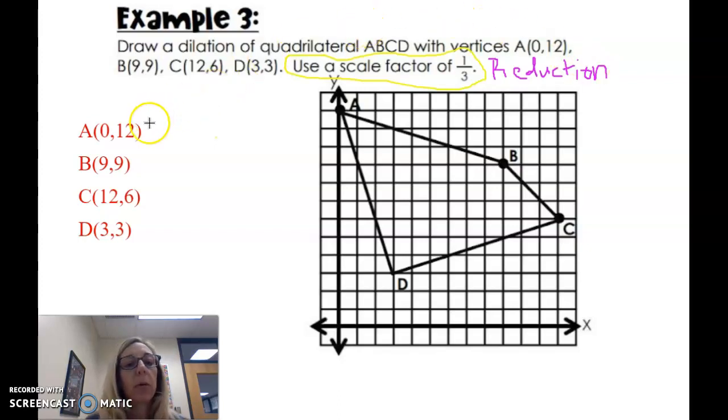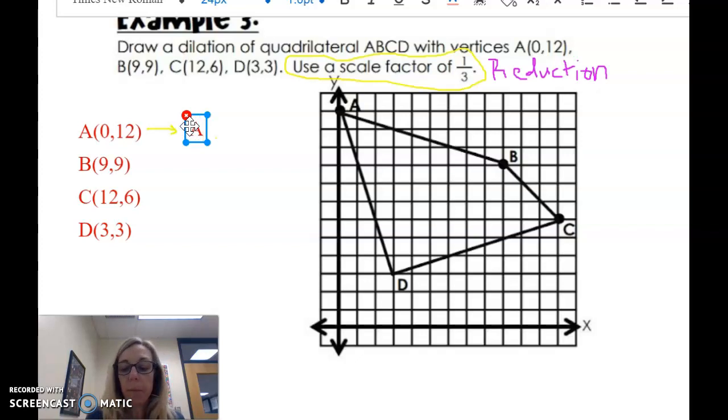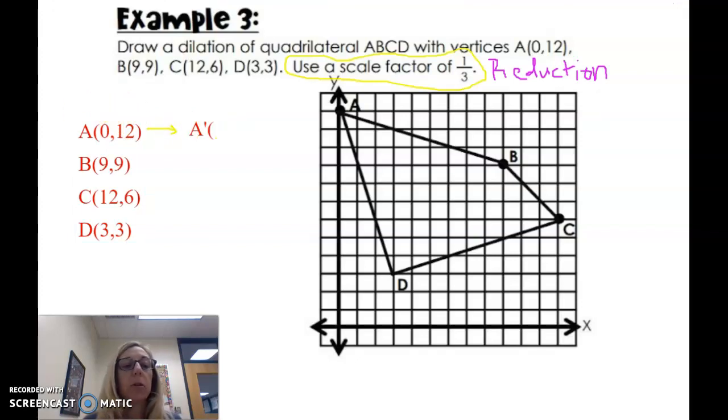First thing I want you to do is write down the original coordinates of A, B, C, and D, and then we're going to look at using a scale factor of 1/3 to find our image. With point A, go ahead and write your A prime, because we know that's going to be the next point. Look at the original coordinates of A. We have 0 and 12. Now if our scale factor is 1/3, what that means is we're going to be taking each coordinate and multiplying it by that scale factor. So we're going to write down times 1/3, and we're going to do that with both the x and the y coordinate.